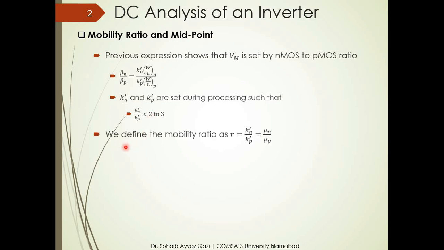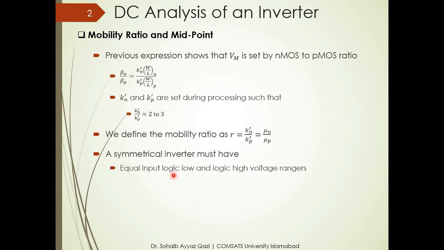And we also defined the mobility ratio. This ratio is basically mu n by mu p, where mu n is the mobility of electrons and mu p is the mobility of holes. In our designs, the mobility of electrons is much higher than the mobility of holes, around 2 to 3 times, so this ratio varies from 2 to 3. And a symmetric inverter must have equal input logic low and equal input logic high voltage ranges.